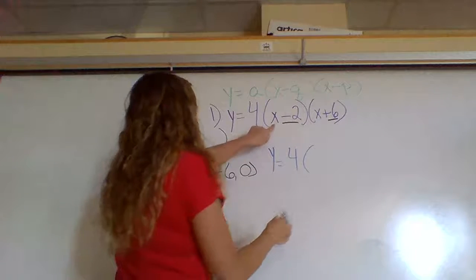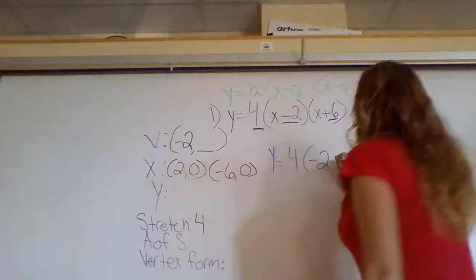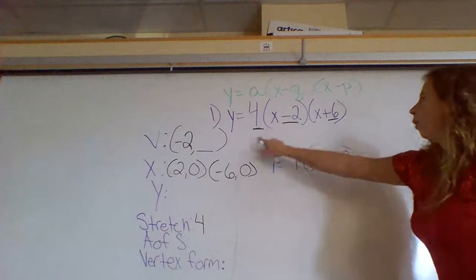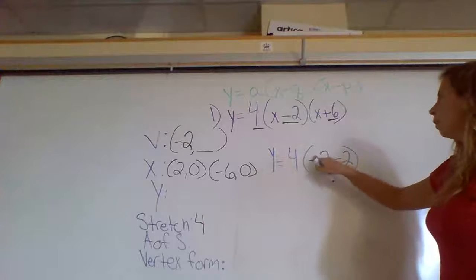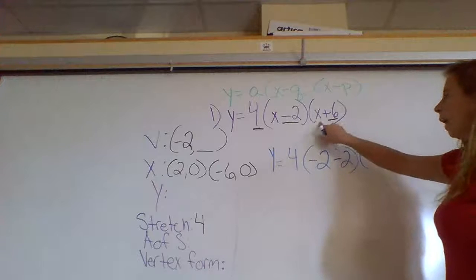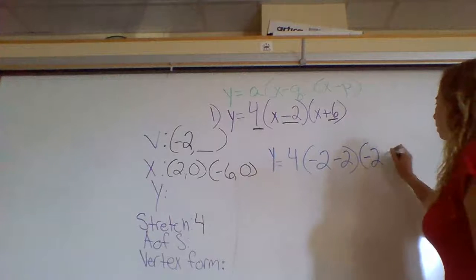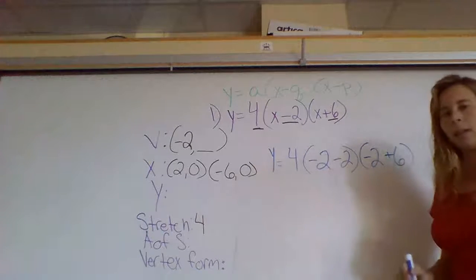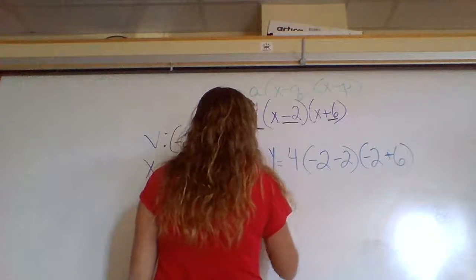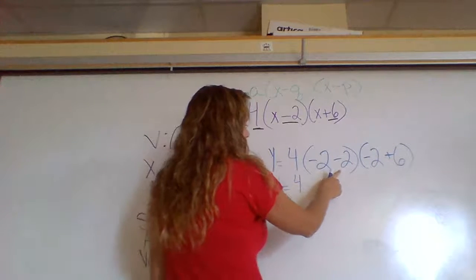All right, so there's an x, so I'm going to put my -2 and rewrite. So -2 minus 2. For x, we substitute in -2, and then rewrite the minus 2. In the other parentheses, there's another x, so you have to put in -2, and then plus 6. All right, simplify. Y equals 4 times (-2 minus 2).